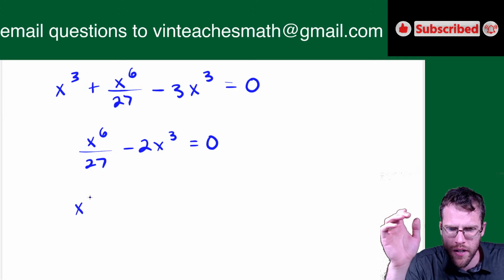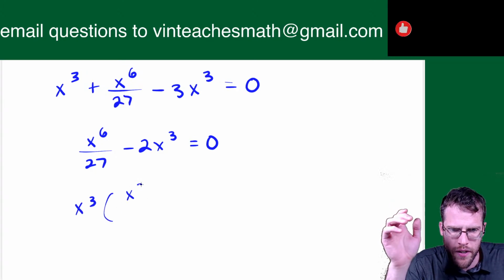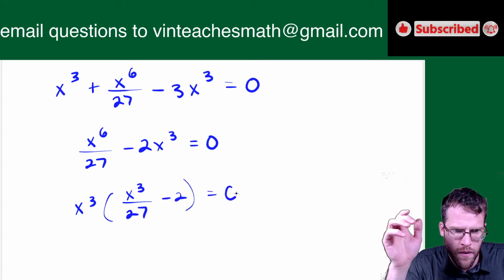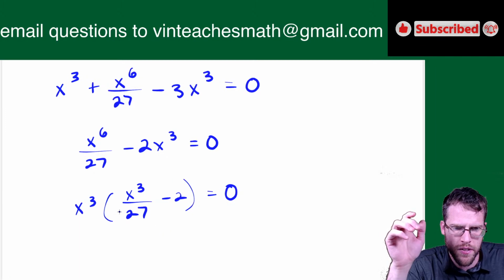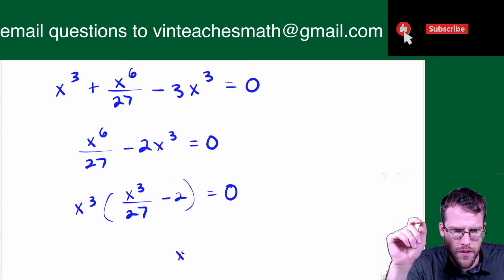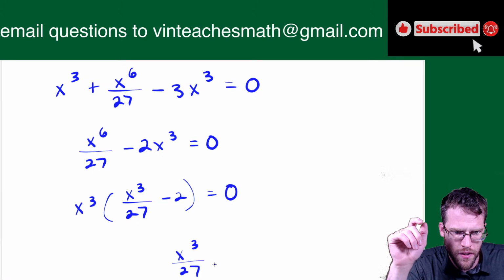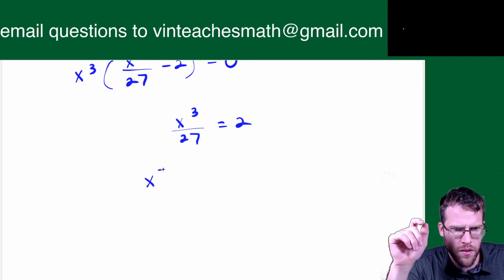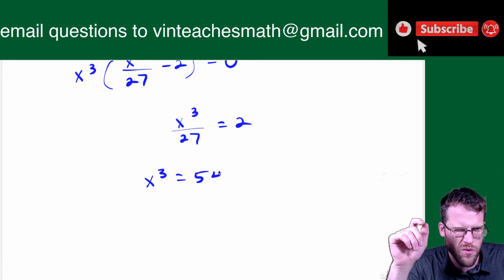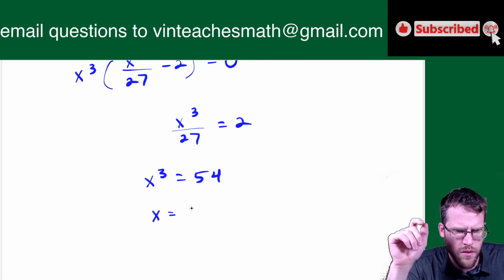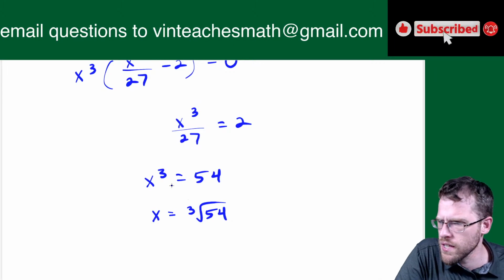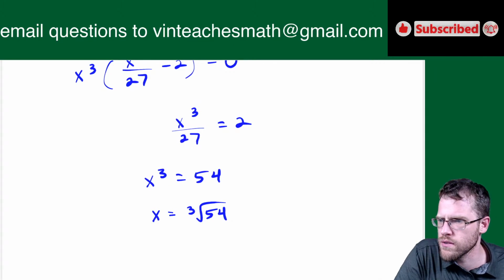But if we take out an x to the third here, we're going to have x to the third over 27 minus 2 in this factor. So when we set this one equal to 0, this is going to give us x to the third over 27 equals 2. And then this gives us x to the third is equal to 54. So then x is equal to the cube root of 54 like this. Okay, I believe that was all there was to it.